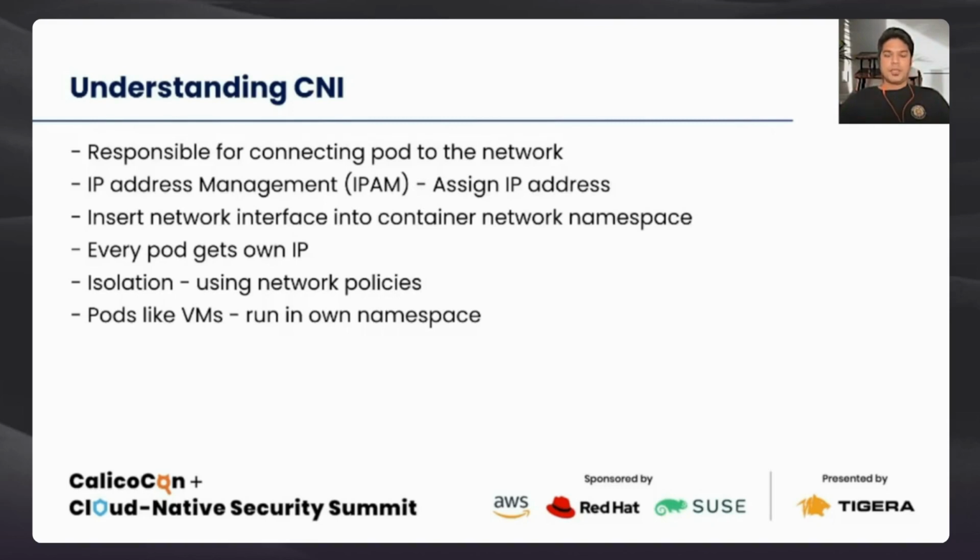Pods are like small replicas of virtual machines where they run in their own namespace. CNI will isolate the pod using network policies. Pods are very lightweight virtual machines which run in a Linux namespace. When used with Kubernetes, CNI can integrate smoothly with the Kubelet to enable the use of overlay or underlay networks to automatically configure the network between pods.